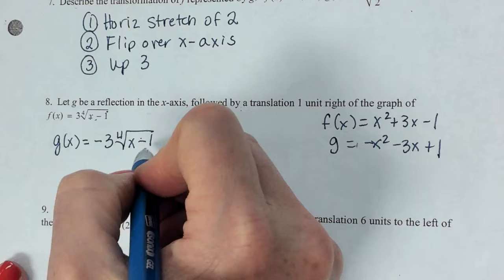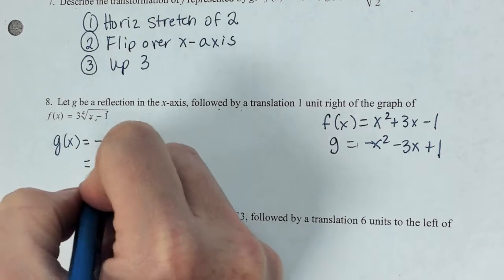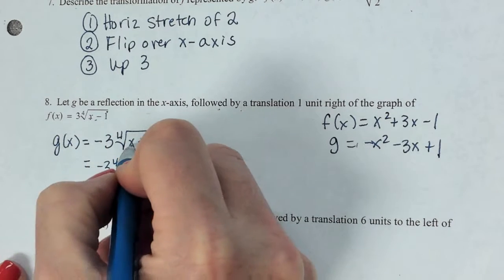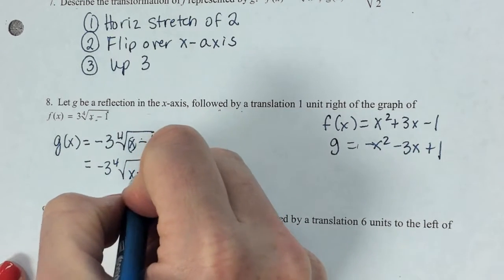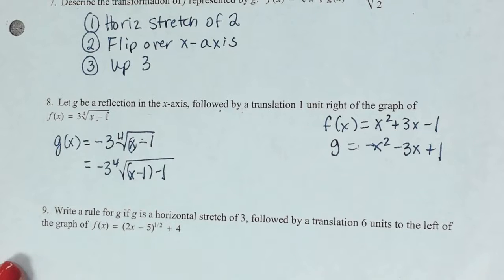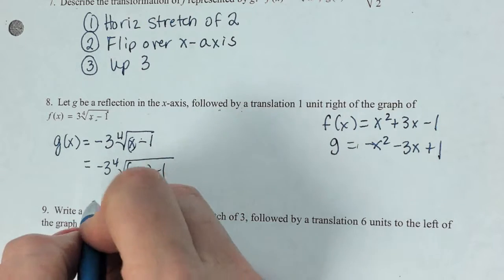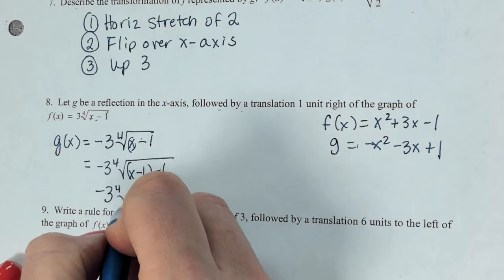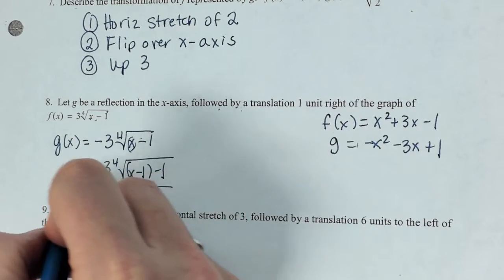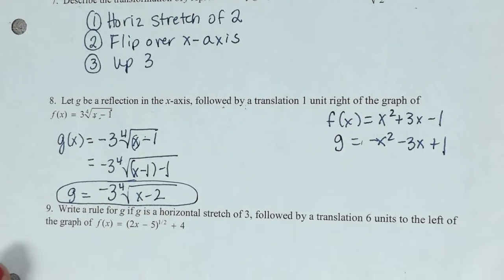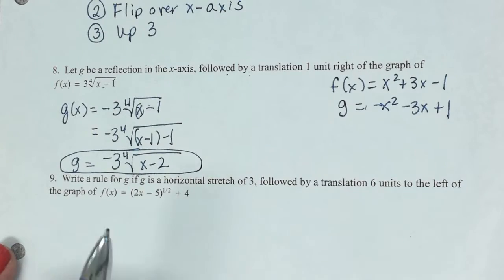Okay, and then the last thing it says is followed by a translation 1 unit right. Again, that does not mean that I'm just going to do -1 here, necessarily. What it means is that wherever I have an x, I'm going to have to replace that x with an x minus 1. So you see how in this case it doesn't really matter, but if we'd had any other constant in front of that, then it would have mattered. So we're going to have -3 fourth root of x minus 2, and that would be our g function. Don't forget to put g equals, or else you get points off. 1 point. All right, we're going to save this one and do it as a warm-up tomorrow.